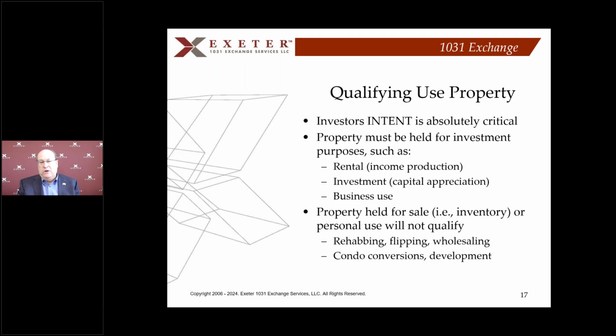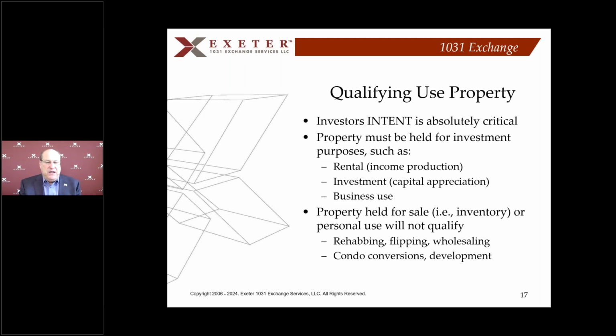Rehabbers, flippers, whatever you want to call them, they buy property, they rehab the property, and they sell it. So they're holding for sale, they're not holding for investment purposes. Condo conversion specialists, they buy multifamily property, they convert to condos, and they sell. So all of those folks buy, do something, and sell. They're holding for sale like inventory in their real estate business, and it doesn't qualify for 1031 exchange treatment. Now, if any of those folks were to buy, do something to the property, and then hold it as rental or investment property, it would qualify. So again, it boils down to your intent.